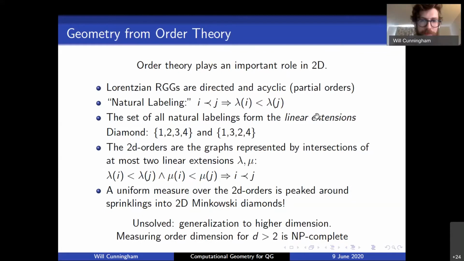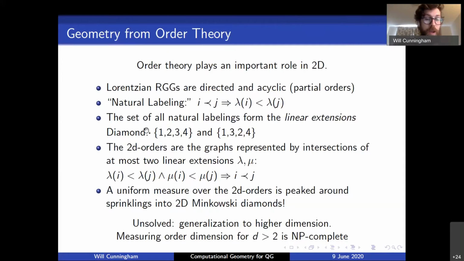One example of a natural labeling, for instance, is the time coordinate or even conformal time that we used in the previous section. But in general, when we talk about natural labelings, we're talking about an integer sequence or some permutation over the integers. The set of all natural labelings for a particular partial order or Lorentzian RGG is going to form the linear extensions of that graph.